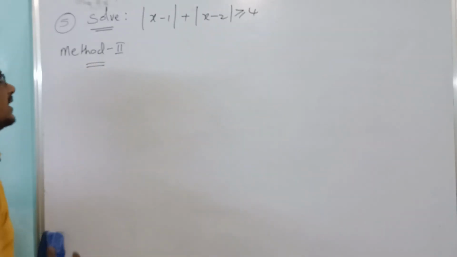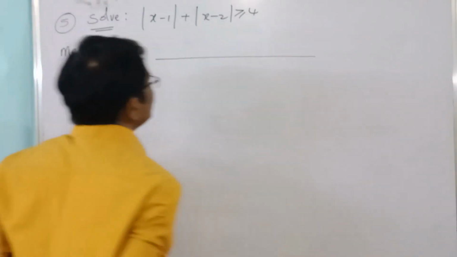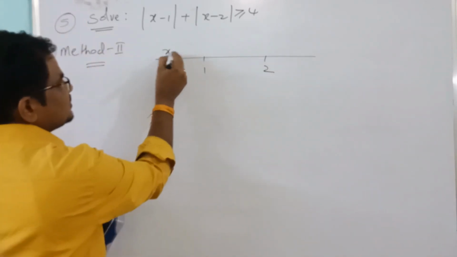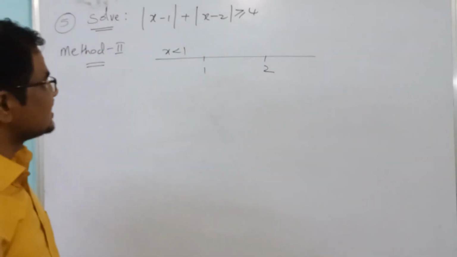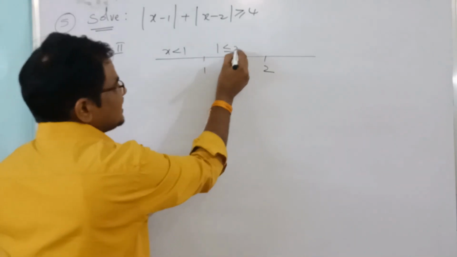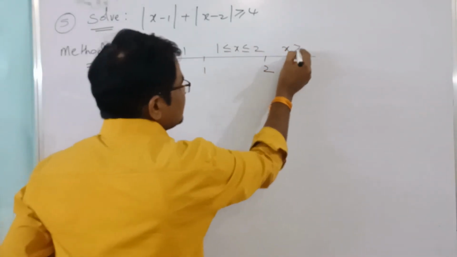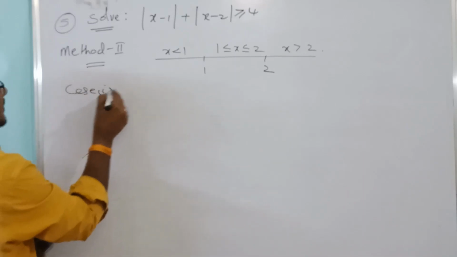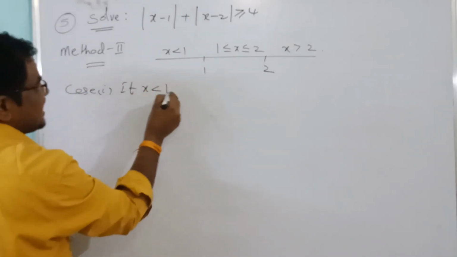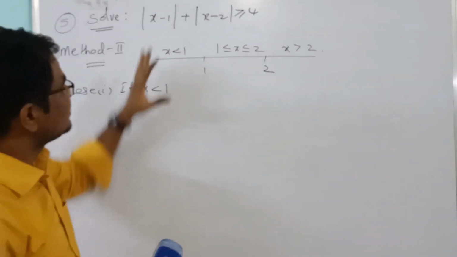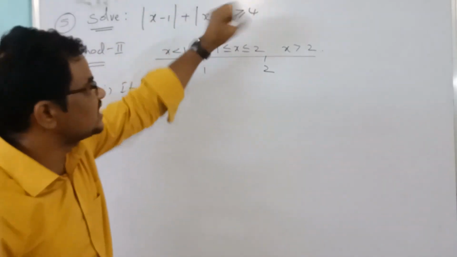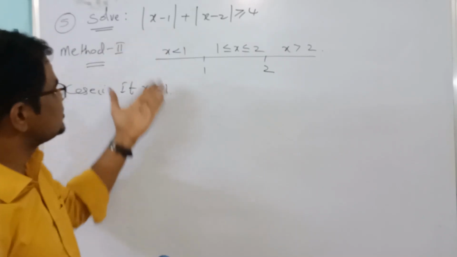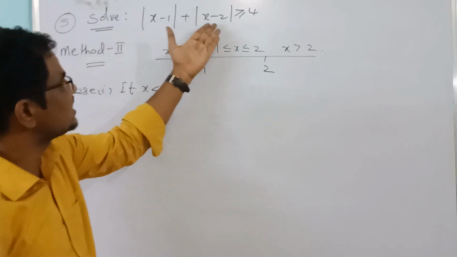Method 2. Here also we have to take the critical points 1 and 2. Here also there are three cases: one is x < 1, one is 1 ≤ x ≤ 2, and the third is x > 2. So take case 1, where x is less than 1. Whenever x < 1, we have to identify the behavior of this inequality. Substituting any one value, 0: here it is negative, and this is also negative.